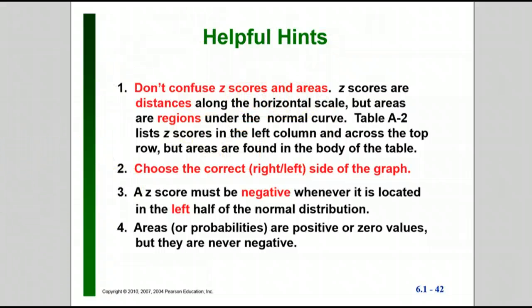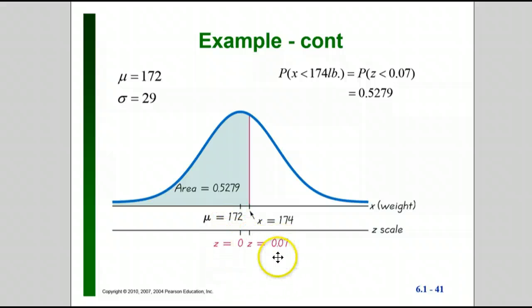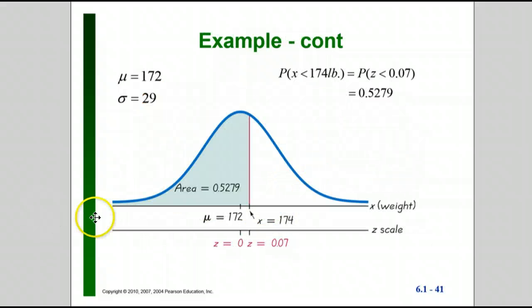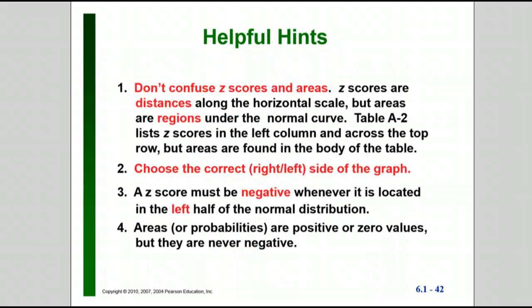Near the mean, z-scores can be between 0 and 1. If we're close to the mean but a little bit above it, we could see a z-score that has the same range of values that a probability does, or the areas will in this case. So be very careful, don't confuse those two. Z-scores are distances along the horizontal scale. Areas are regions under the curve, so you've got to be careful. Make sure when you're sketching these things that you're on the correct side of the graph. Make sure that you're drawing your sketches correctly, because that's going to be essential for everything.